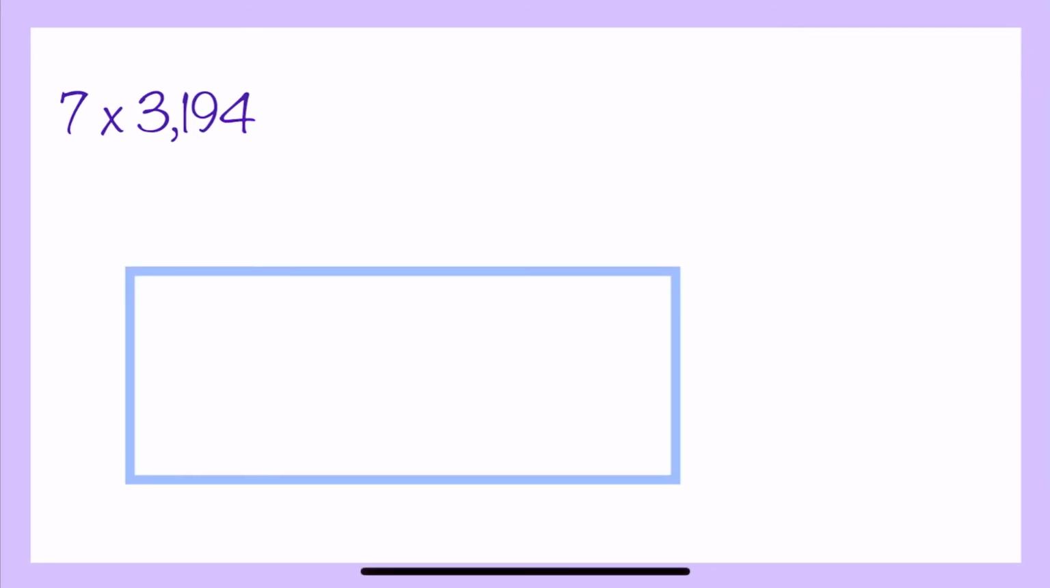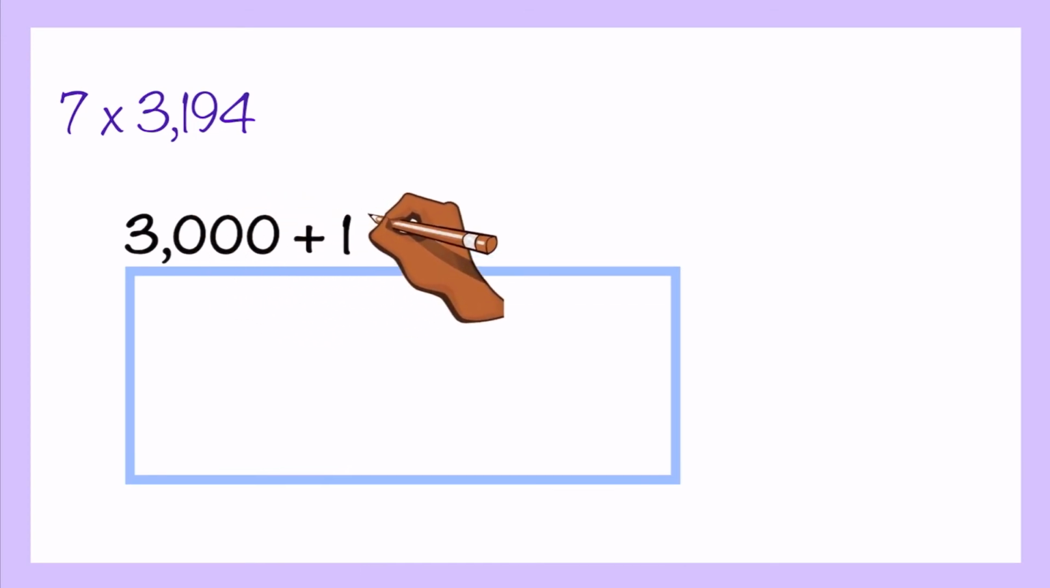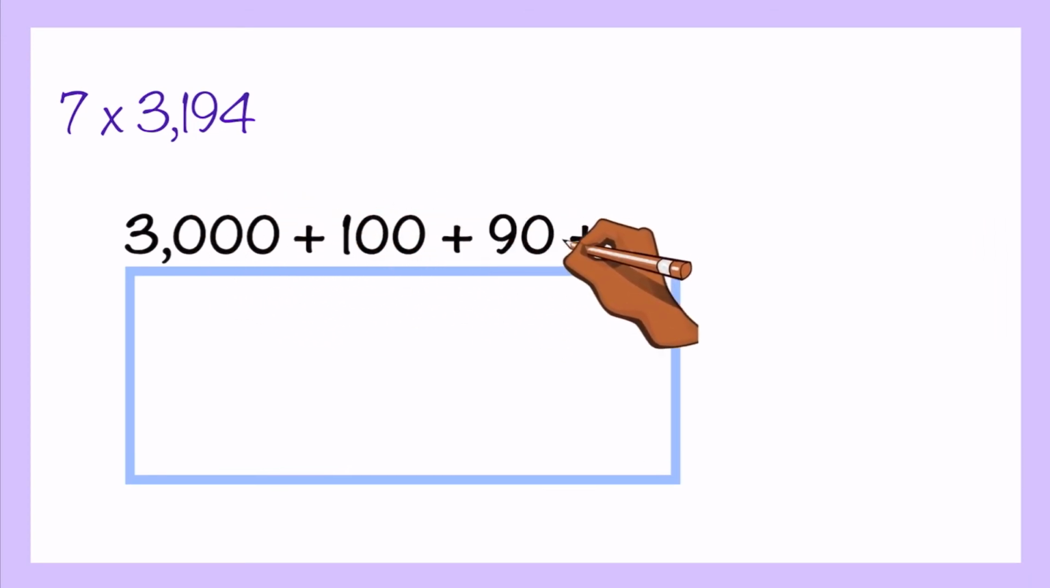7 times 3,194. This time we have a number that goes to the thousands place. But again, we're going to start off with drawing our box. Then we're going to write our larger number in expanded form on top of the box. 3,000 plus 100 plus 90 plus 4.